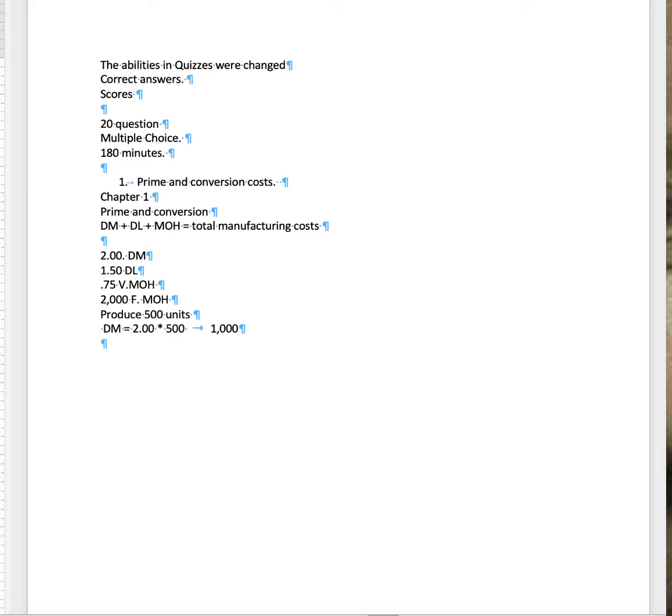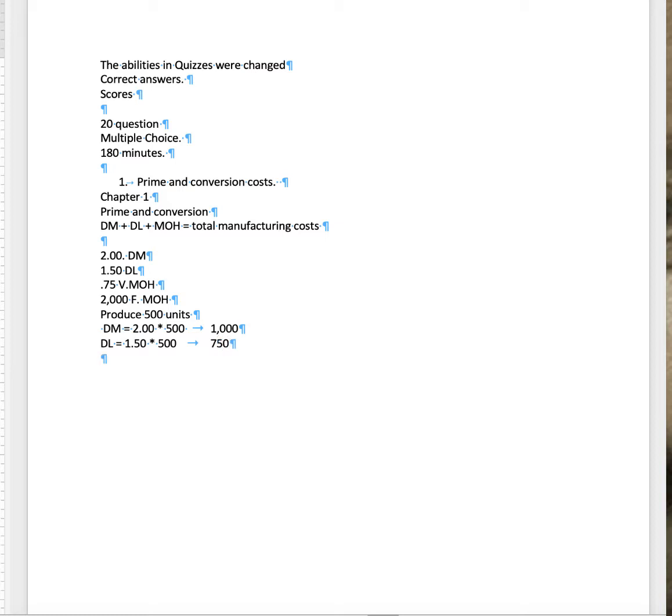We have to do the same thing for the direct labor. The direct labor we know is $1.50 per unit times 500 units. So multiplying out our $1.50 times our 500 gives us $750. That means we have a total cost of direct labor of $750.